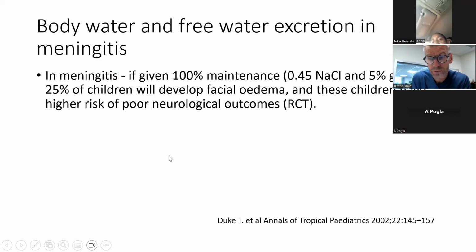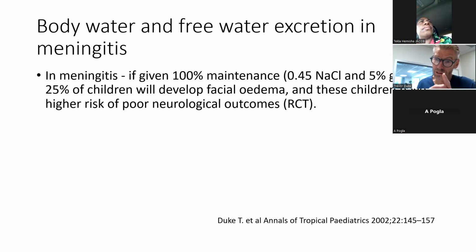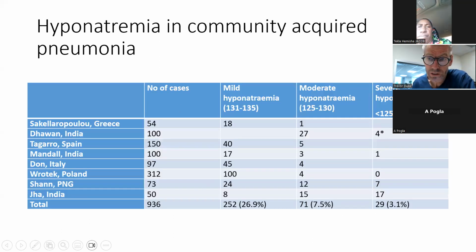In meningitis, we know that if you give children 100% of their normal maintenance fluids, then those children will get edema. Many of those children, at least a quarter, will get facial edema. They'll get edema around their eyes, and those children have a much higher risk of a poor neurological outcome. This was a large trial that we did a long time ago now, but it's still the case today. If you give children with meningitis 100% of their normal maintenance fluids, they'll get edematous and they'll have a worse outcome.